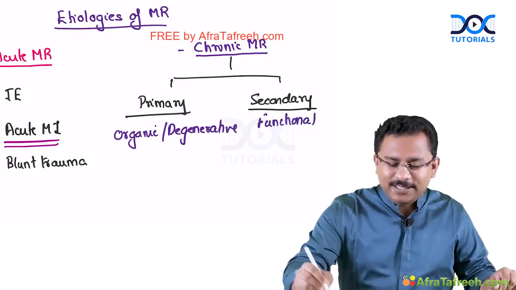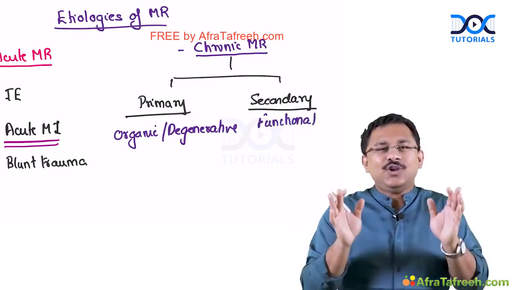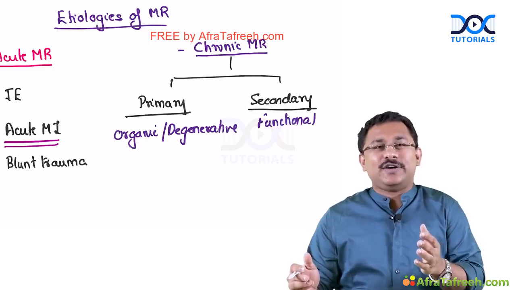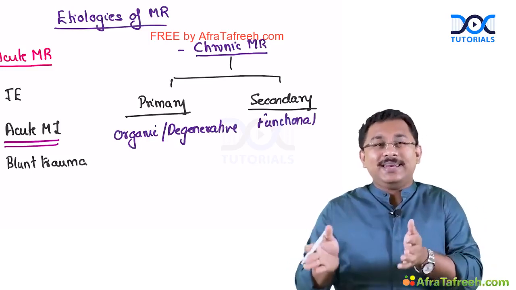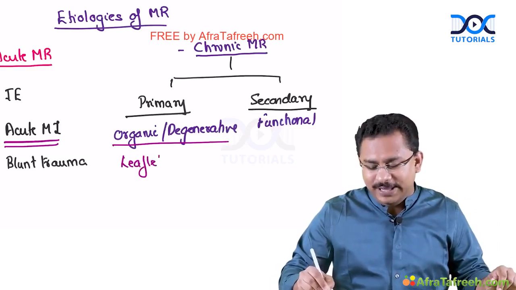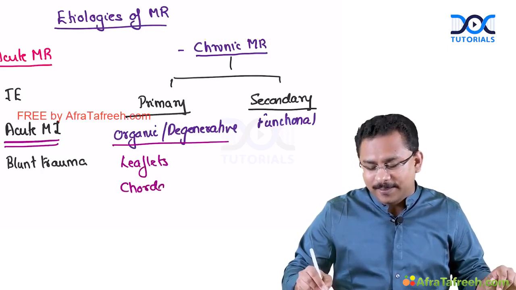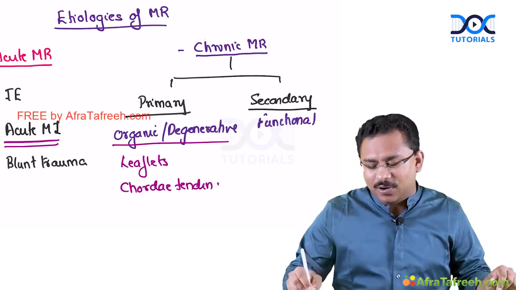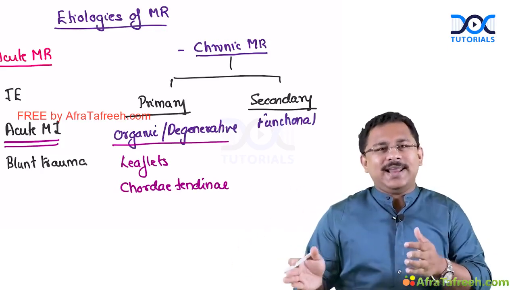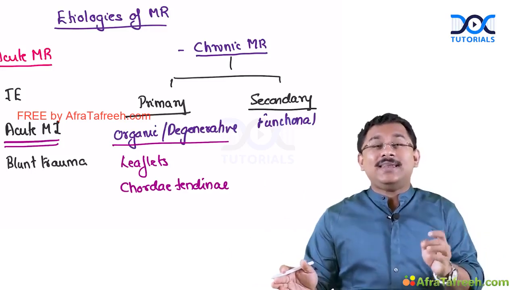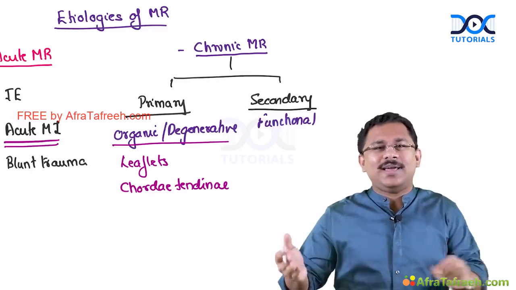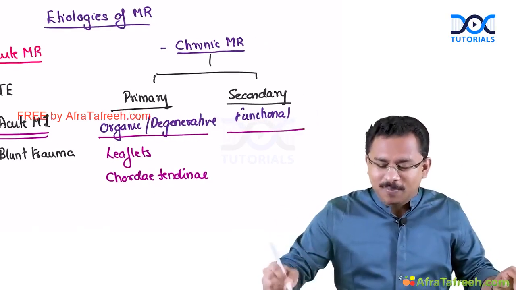So what is the basic difference between these two entities? See, when you talk of primary MR, the dysfunction is because of a leaflet or chordae tendineae affection. So in organic MR, you are having either the affection of leaflets or the chordae tendineae. Whereas in case of secondary or functional MR, the leaflets and chordae tendineae are normal.